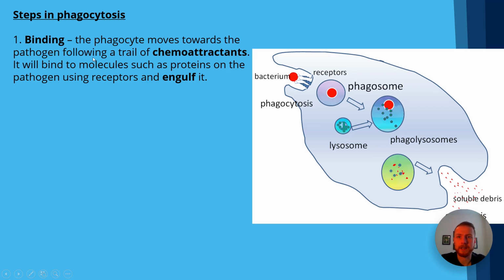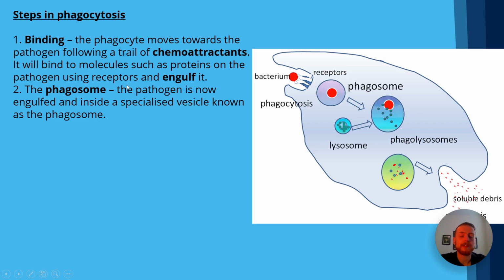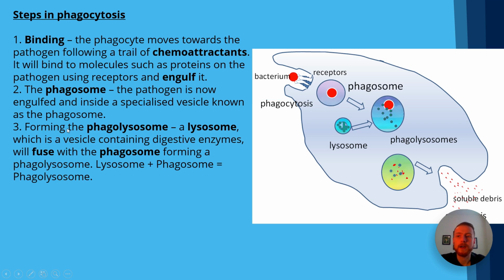So number 1, binding. The phagocyte moves towards the pathogen following a trail of chemoattractants. It will bind to molecules such as proteins on the pathogen using receptors and engulf it, and we can see it here at the top left of this diagram. The bacteria is being bound to by the white blood cell. So step 2, the phagosome. The pathogen is now engulfed and inside a special vesicle known as the phagosome, and we can see that here. So the phagosome is a type of vesicle found in phagocytes, which are large white blood cells that carry out phagocytosis.